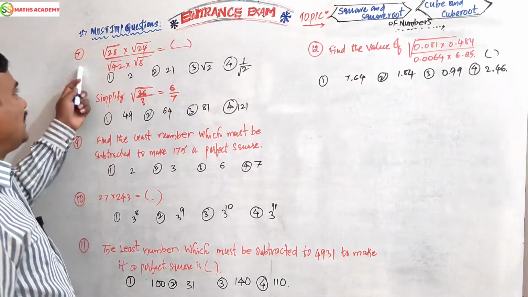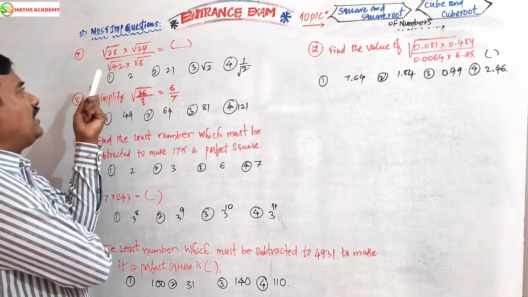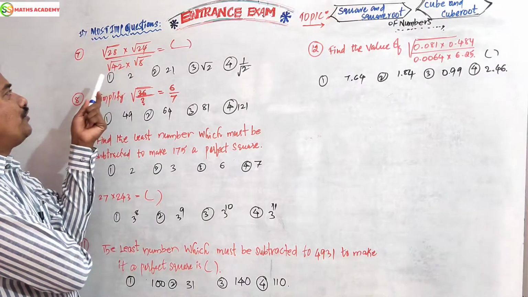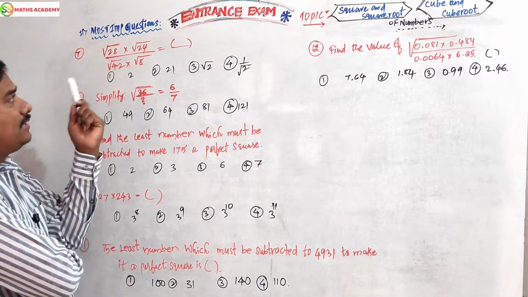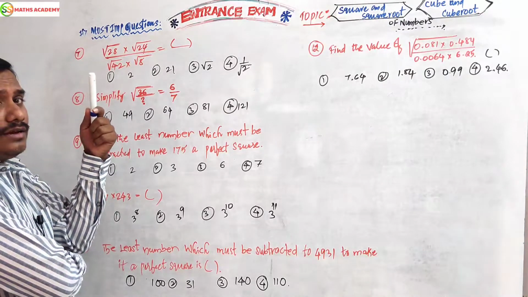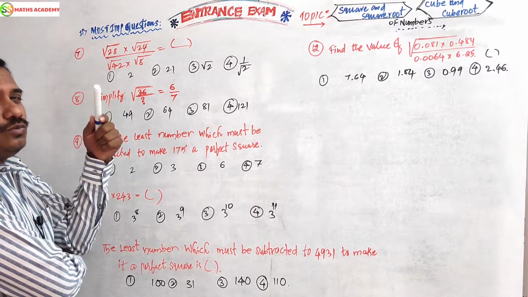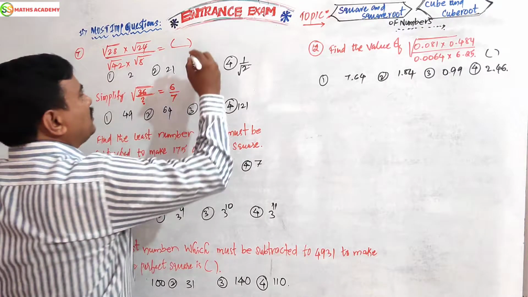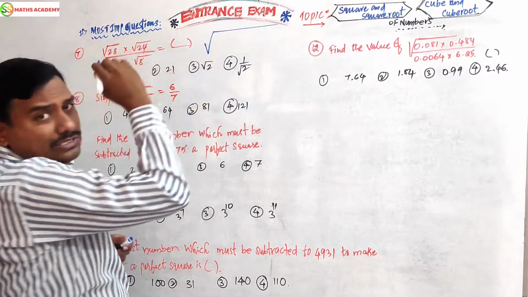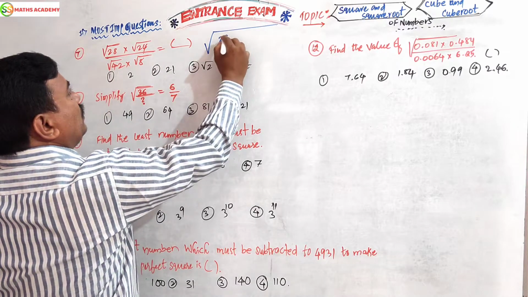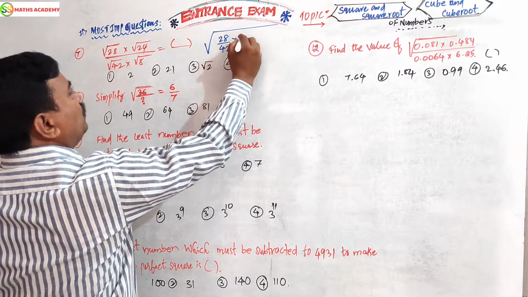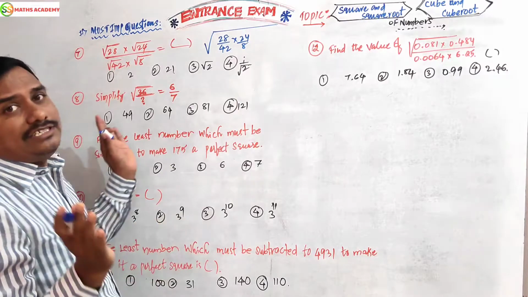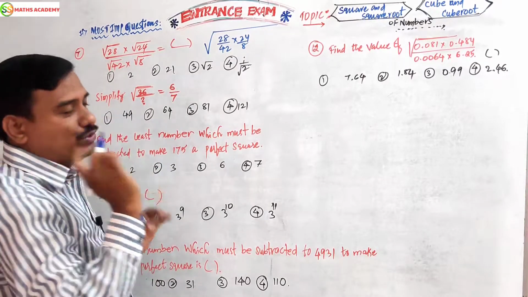The question number 7. Simplify and find the value of root 28 into root 24 by root 42 into root 8. Root of a by b is nothing but root a by root b. Here 2 roots are there, nothing, you can write them simply. Take one single root. 28 by 42 into 24 by 8. All numbers at a time you write under the one square root.